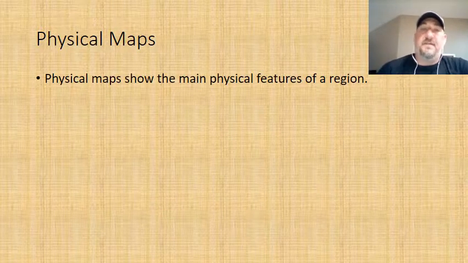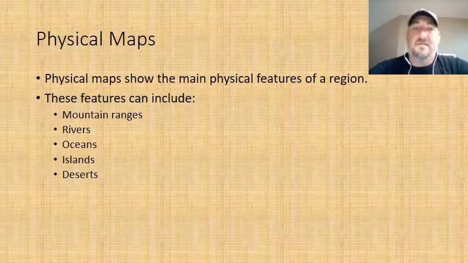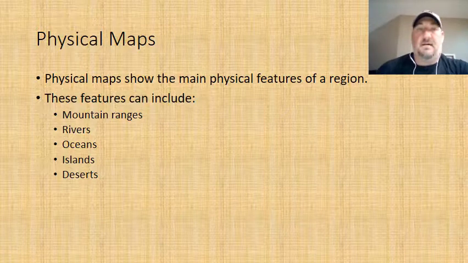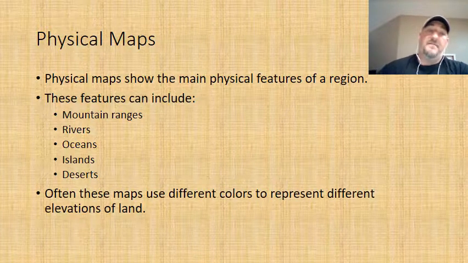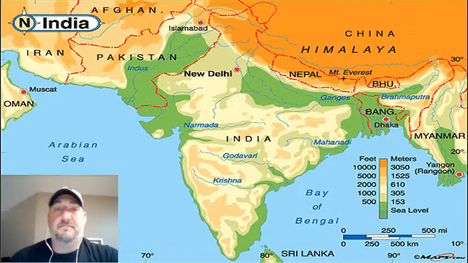The key. Physical maps show the main physical features of a region. Anything from mountain ranges to rivers, oceans, islands, deserts, lakes, anything can be included in there, as long as it's a physical feature, a landform or a water form. Often these maps are going to use different colors to represent different elevations of land.